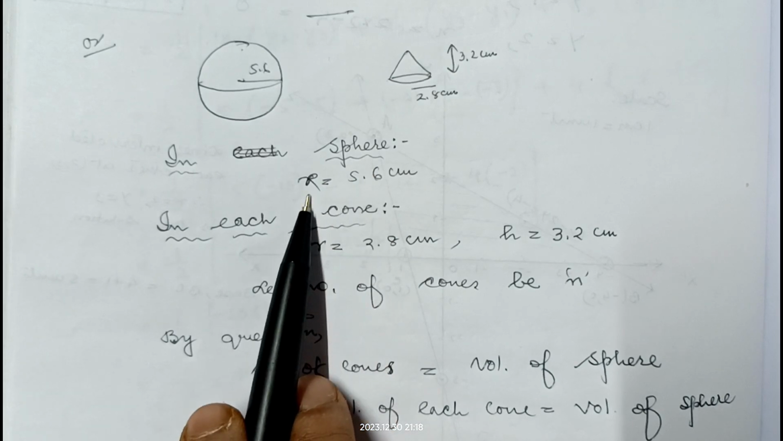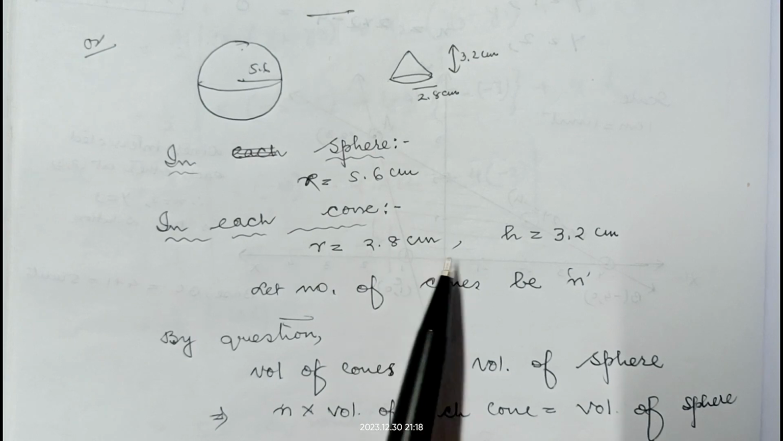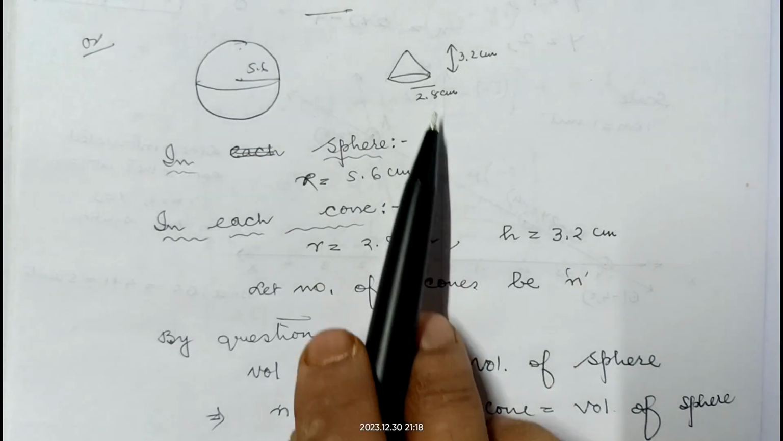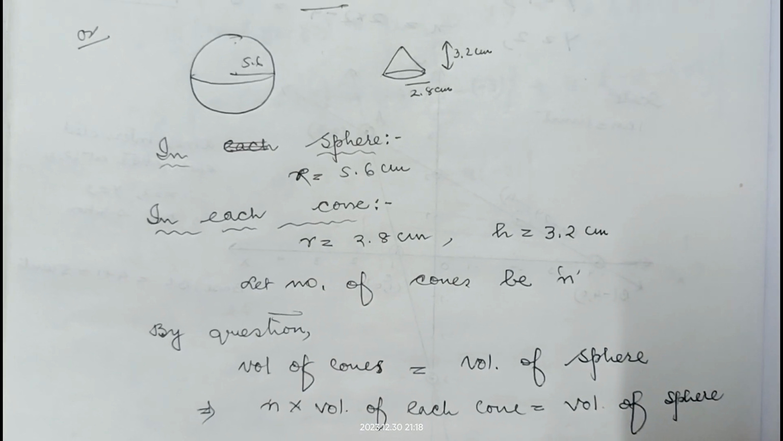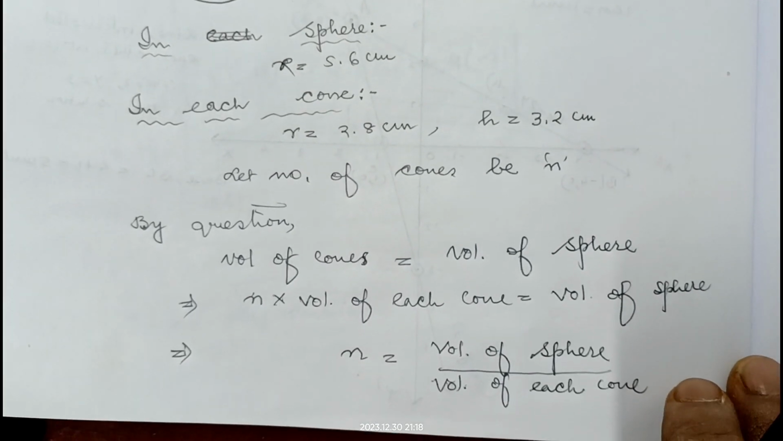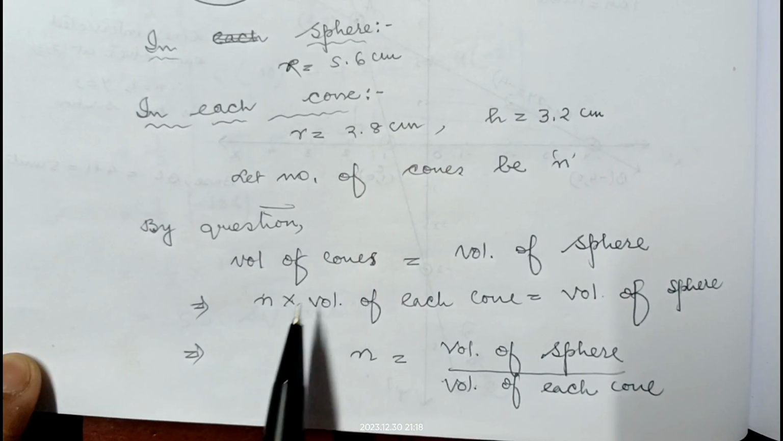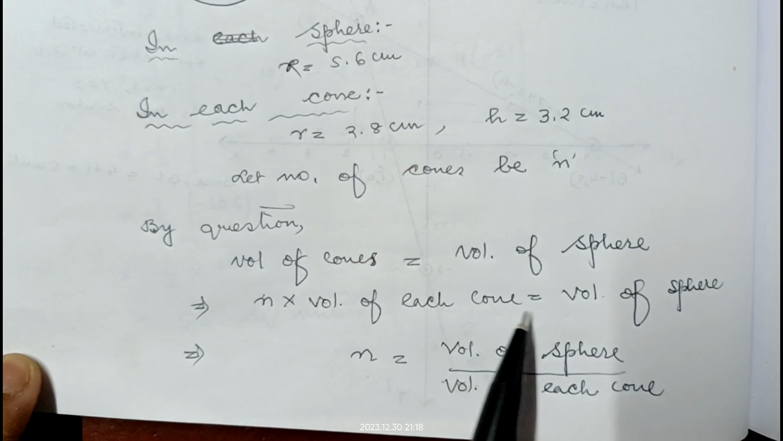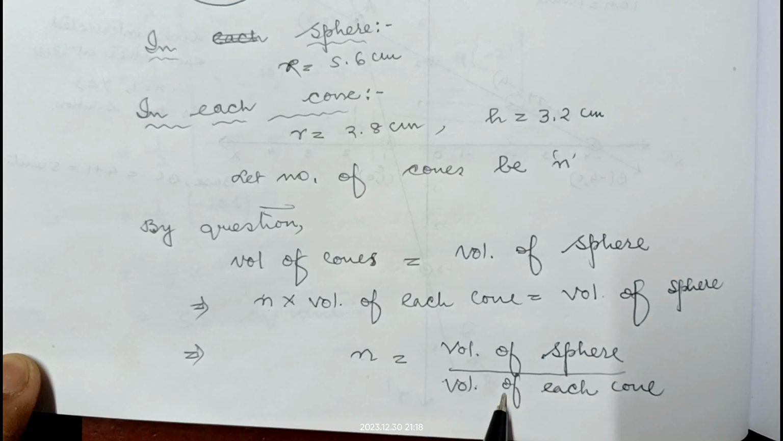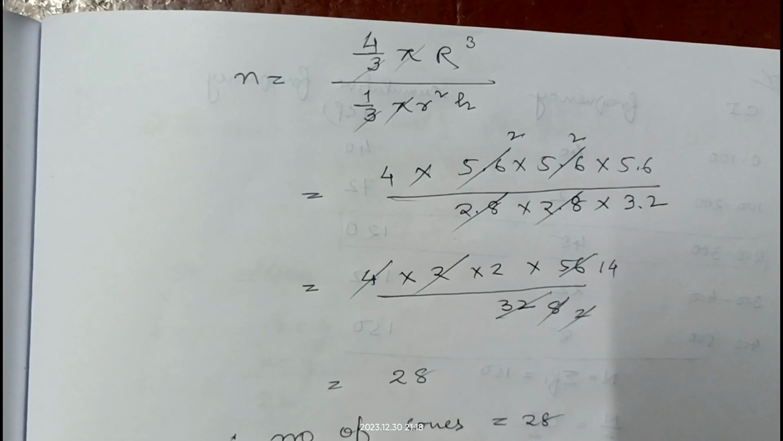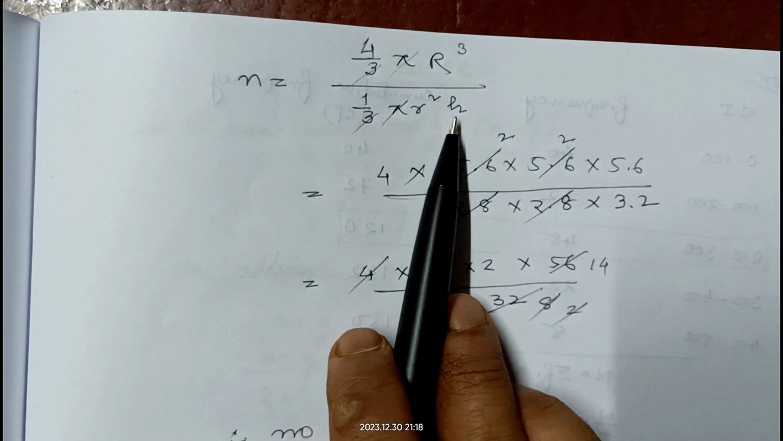So in case of sphere, radius is 5.6 centimeter. In each cone, radius is 2.8 and height is 3.2. Suppose we don't know how many cones are there, so let me consider the number of cones to be n. Now according to the question, the sphere is melted and we got cones, so volume of cones equals volume of sphere. The volume of cones is n into volume of each cone, equal to volume of sphere. So n will be volume of sphere divided by volume of each cone. So n equals 4 by 3 pi r cube by 1 by 3 pi small r square h.